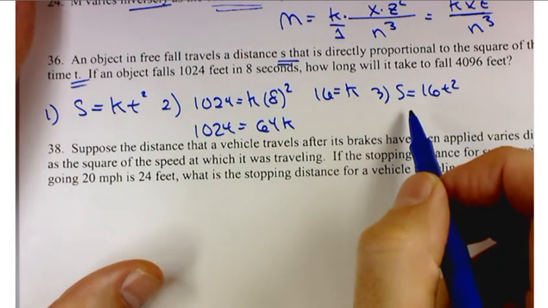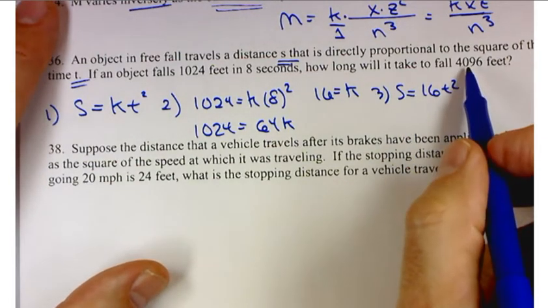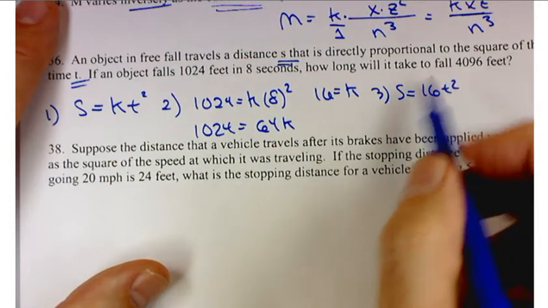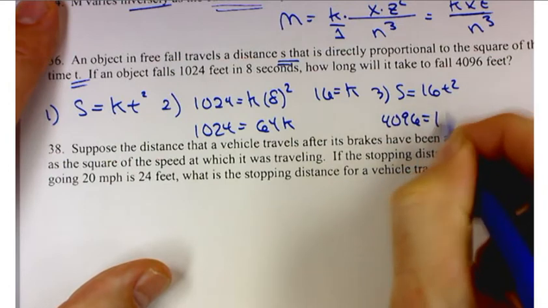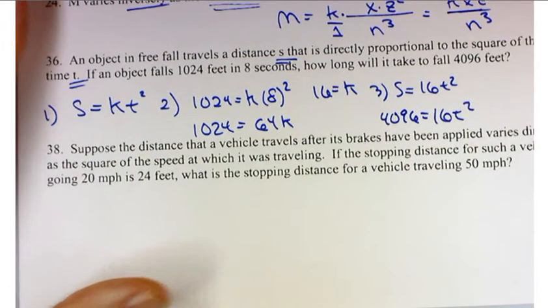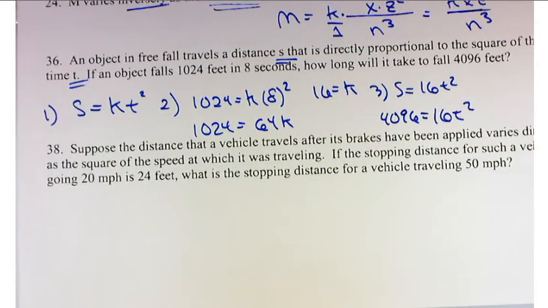In any case, where's that 4,096 feet go? S. 4,096 equals 16t squared. Suggestions to solve for t?